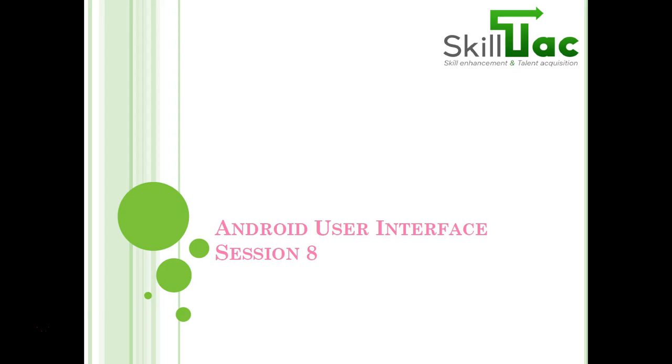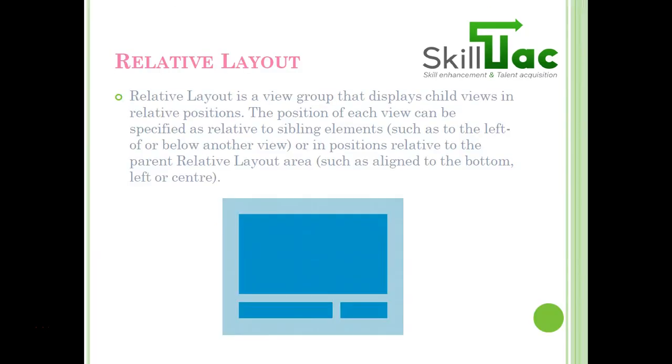Linear layout is one type of view group. If you remember, initially we told you that there are two types of layouts. One is the linear layout that we have studied in detail, and the other is the relative layout, which we'll study today. If we go to our relative layout slide, here you find the definition of a relative layout. A relative layout is a view group that displays child views in relative positions. You've gone through this definition earlier as well, when we were discussing layouts.